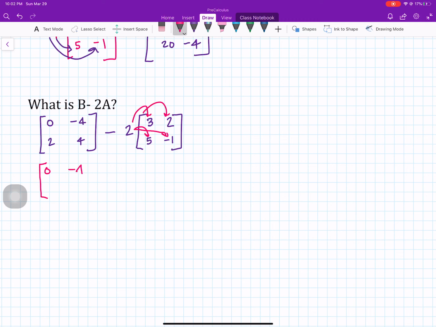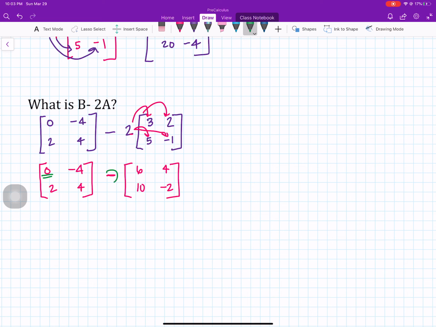So I'm going to go ahead and distribute my 2. If you would like, you could also distribute negative 2, but I think I'll just keep it as subtraction. So this is 2 times 3, which is 6. 2 times 2, which is 4. 2 times 5, which is 10. And then 2 times negative 1, which is negative 2. And now I can subtract my numbers.